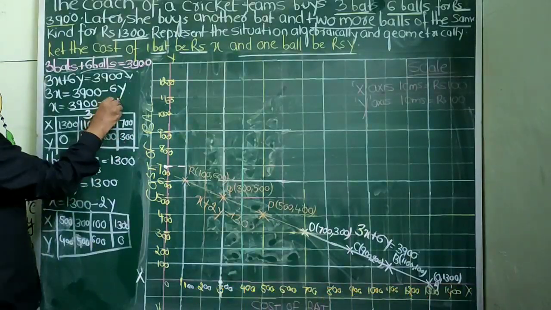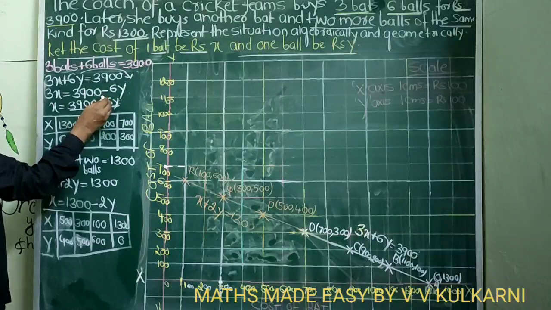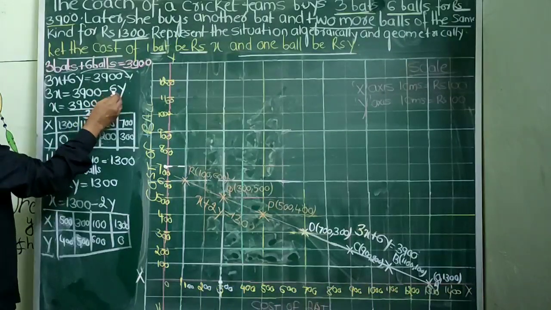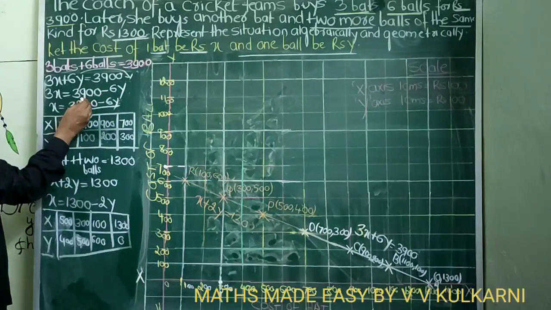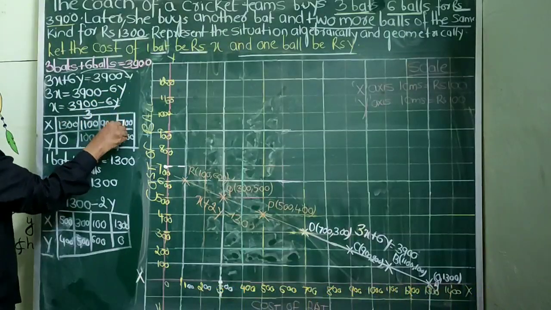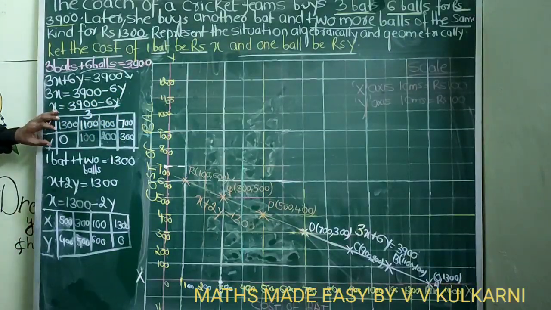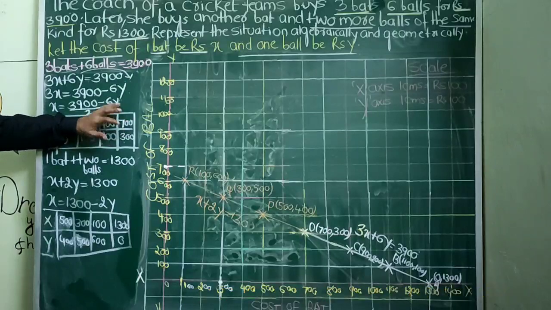Suppose if I put Y as 300, then it will become how much? 6 into 3, that means 1800. 3900 minus 1800 is 2100, which divided by 3 is 700. So I got the graph of the points for the first problem.